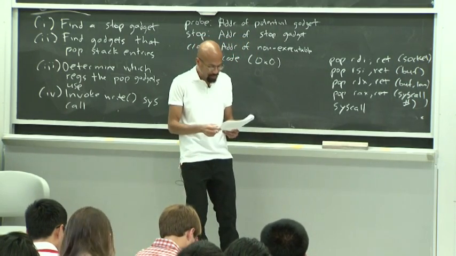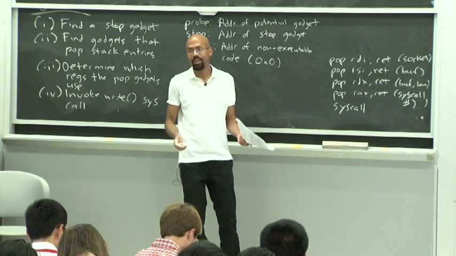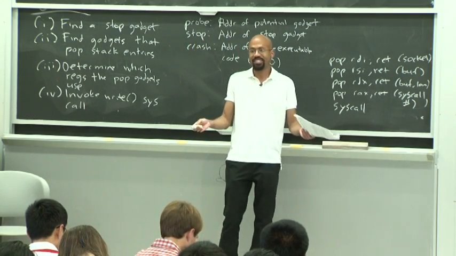So very quickly, how do you defend against BROP? Well, the most obvious thing is you've got to re-randomize, right?